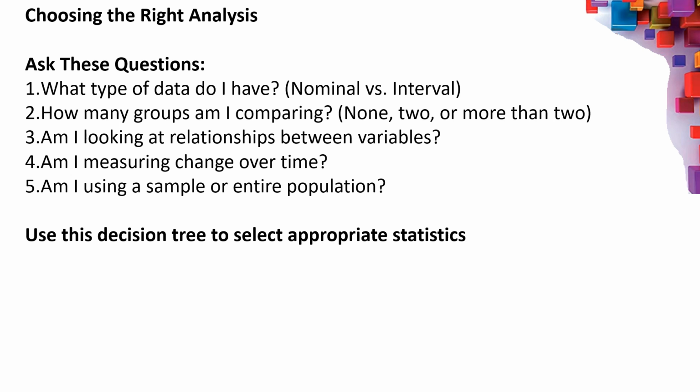Choosing the right analysis starts with understanding your data and research questions. First, identify your data type. This immediately narrows your options. Then consider what you're trying to do: compare groups, examine relationships, or measure change. The number of groups matters for selecting between t-test and ANOVA. Whether you're using samples or population determines if you need a significance test. This systematic approach will help you make good analysis choices.